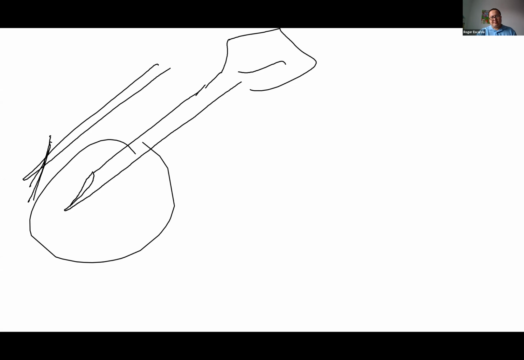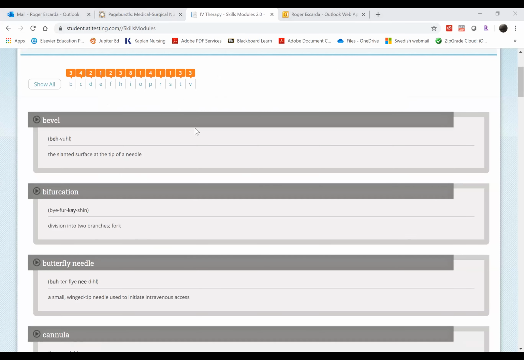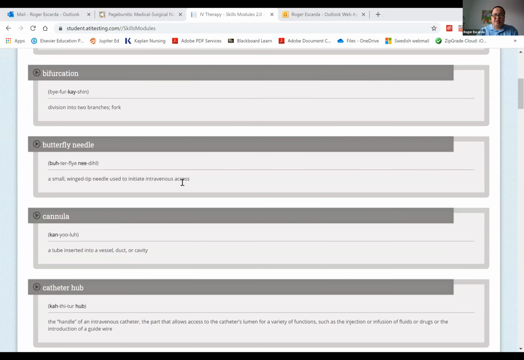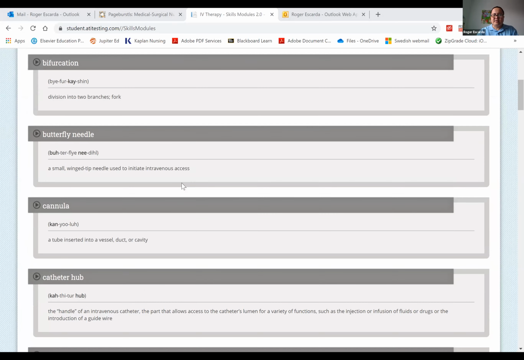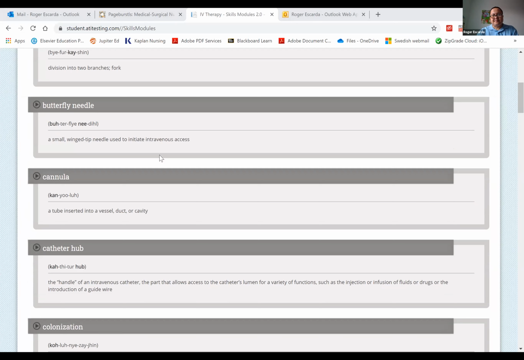So that is the bevel. Okay. Any other terms you don't understand? And let me just scroll down and see if you have any questions. Butterfly needles. Do you know what these are?